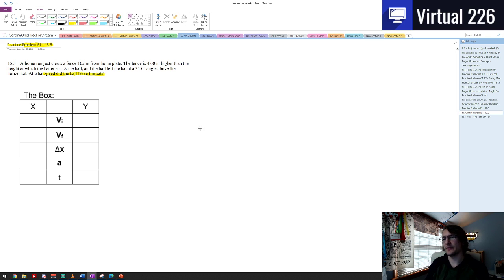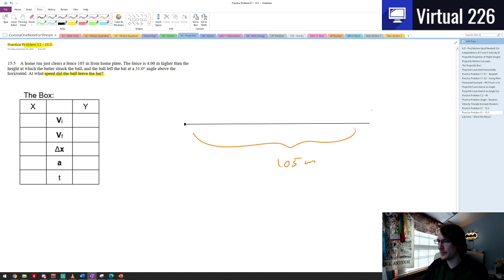So let's draw a picture here. Here is the field of play, and this is 105 meters. This is where the ball started, and where the ball ended was 4 meters up. So we know this ball is going to arc out, and it's going to just make it over. That's a pretty bad picture.